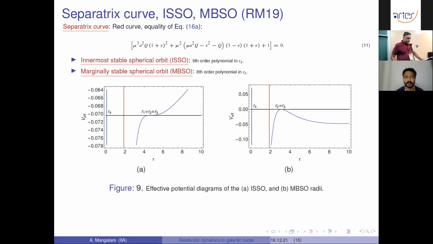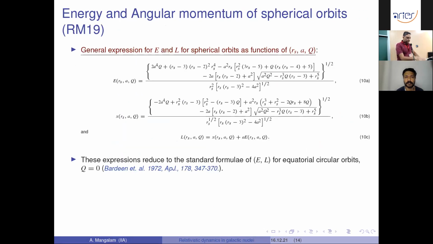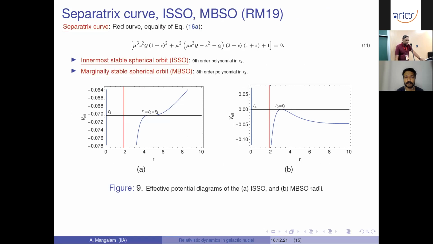So what do you do with these? This is one of the results which was published in ApJ by us, which is an analog of Bardeen's classical result for 2 dimensions. So what is the separatrix curve? You see on the left, this is the innermost stable spherical orbit, because we're doing this in 3 dimensions, where the 3 roots are equal to each other, and the 4th root is inside. Now here, what happens, you have R1 at infinity, and then you have R2 equals R3. So this is what happens for the marginally bound stable orbit.